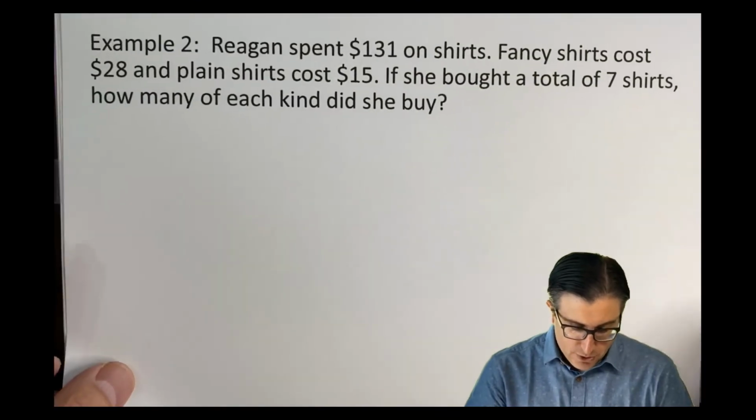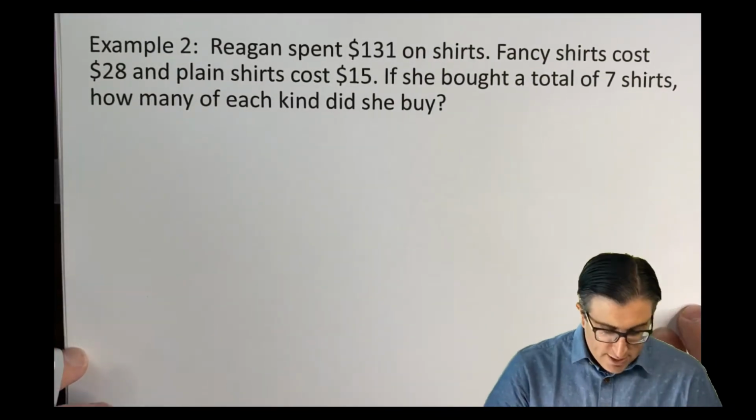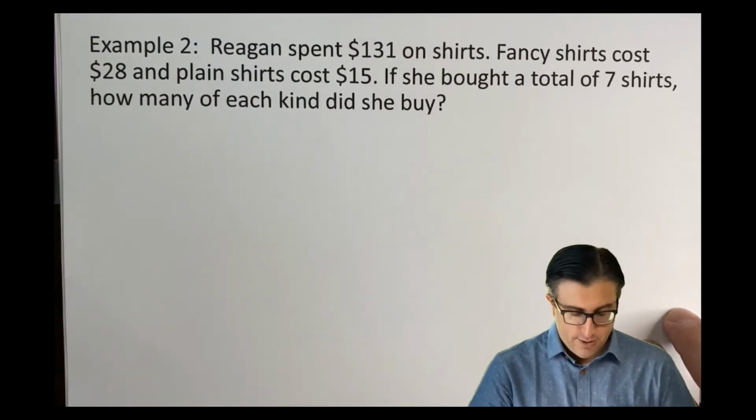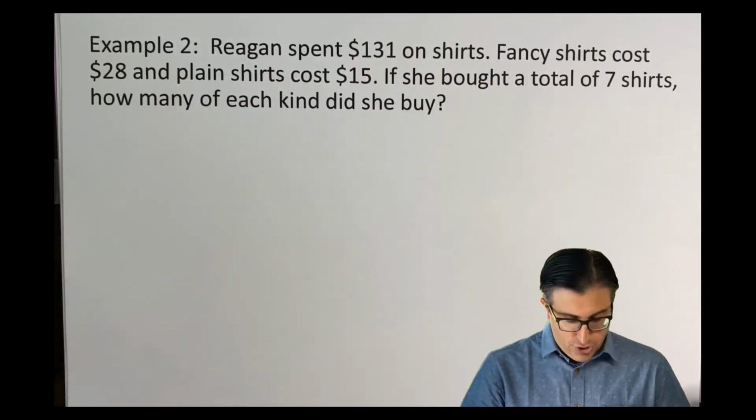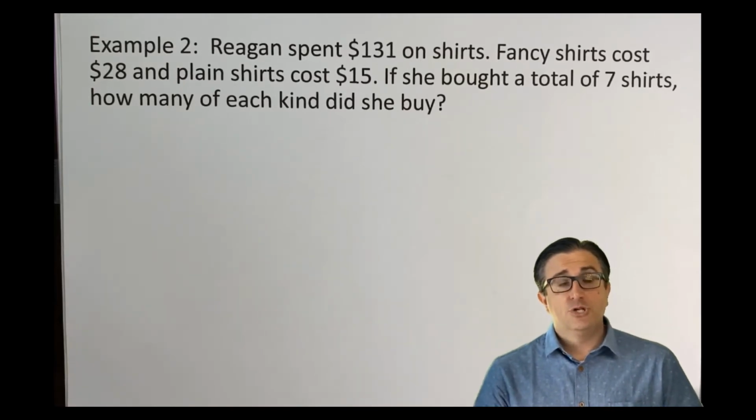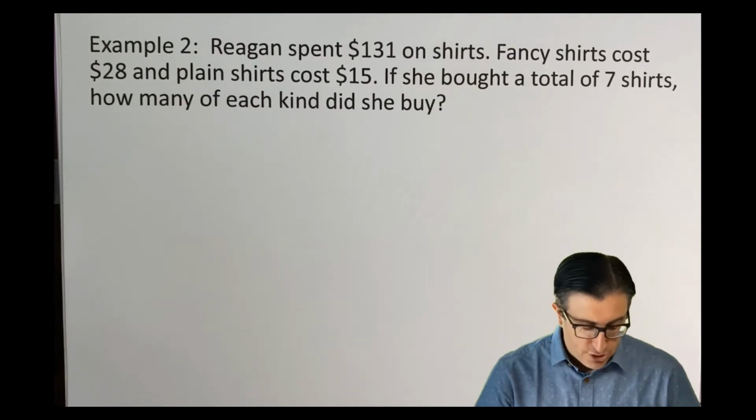All right, let's move on to example 2. Example 2 says Reagan spends $131 on shirts. She buys fancy shirts for $28 and she buys plain shirts for $15. If she bought a total of 7 shirts, how many of each kind did she buy? Well, there's 2 situations. She's spending money and she's buying shirts. Let's start with the buying shirts.